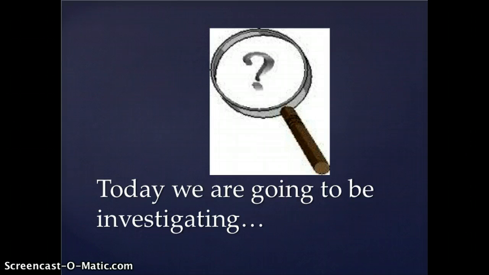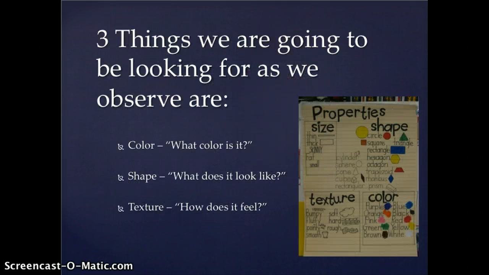Just like in class, we're going to talk about how we are investigators. And so today we're going to be looking at different objects and investigating them and observing them. Three things we are going to be looking for today as we observe are color, shape, and texture.